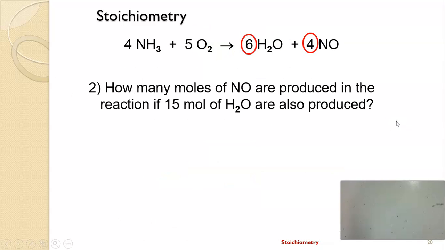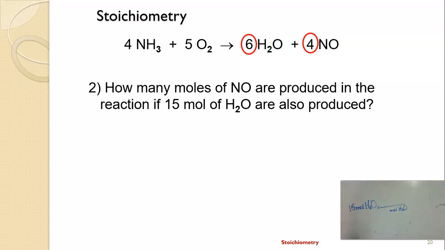How many moles of NO are produced in the reaction if 15 moles of water are also produced? I don't know. Let's see. So what is my given? Right, 15 moles of water. That's my given. Okay? I disco down my unit. If I do nothing else right, I do this right. Okay, this will get me on the right track. So I disco down that unit.